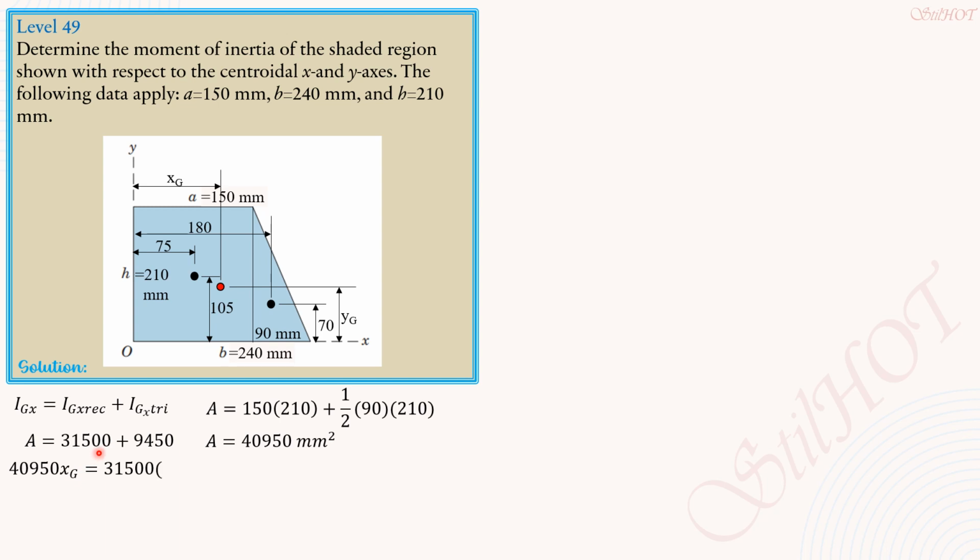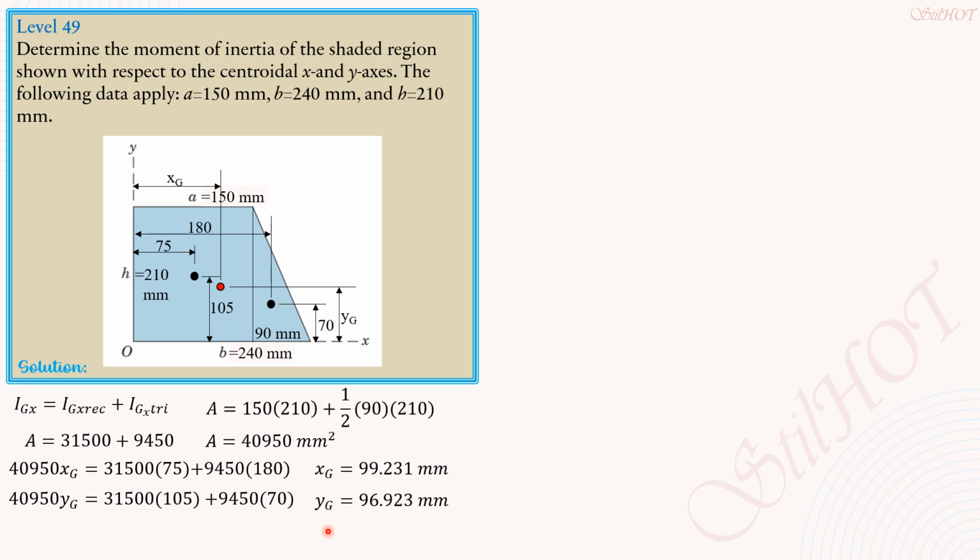Then by Varignon's theorem, 40,950 xg equals 31,500 times 75 plus 9,450 times 180 for the triangle. Solving, xg is equal to 99.231 mm. Likewise, 40,950 yg equals 31,500 times 105 for the rectangle plus 9,450 times 70. So yg is equal to 96.923 mm.